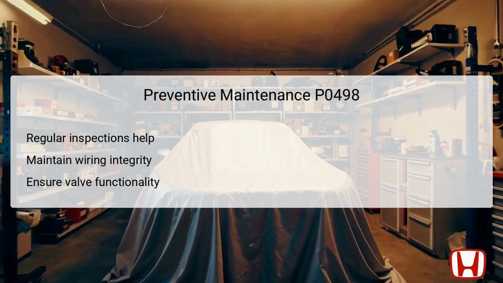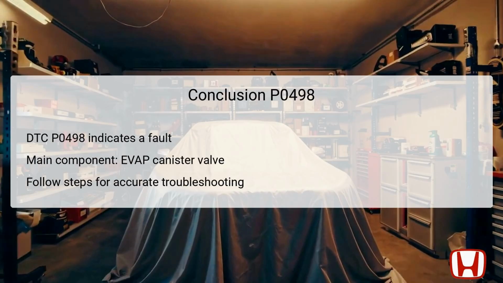performance and fuel efficiency. In conclusion, DTC P0498 signifies a malfunction within the Evaporative Emission Control System, particularly linked to the Canister Vent Shut Valve and related circuitry. Recognizing and understanding the role of the involved components allows for effective diagnostics and targeted repairs.